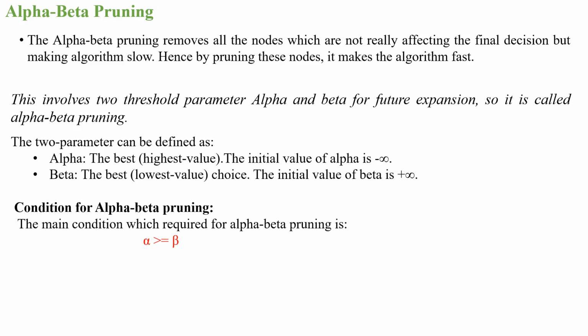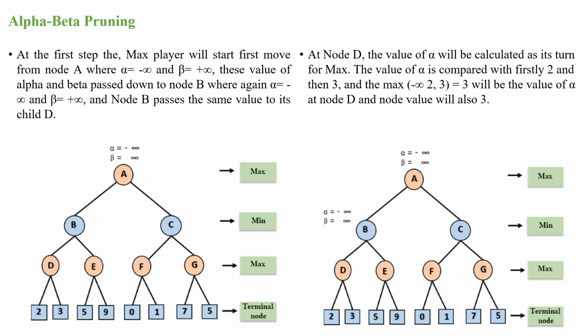This method involves two threshold parameters, alpha and beta. Alpha is the highest value choice, and its initial value is minus infinity. Beta is the lowest value choice, and its initial value is plus infinity. What is the condition for alpha beta pruning? The main condition is that alpha should be greater than or equal to beta for any node. Let us see one example of alpha beta pruning.